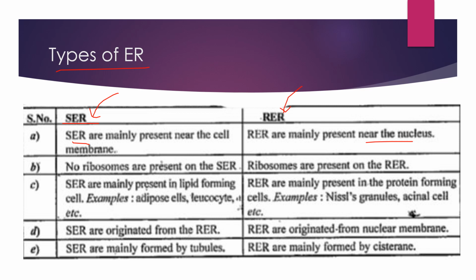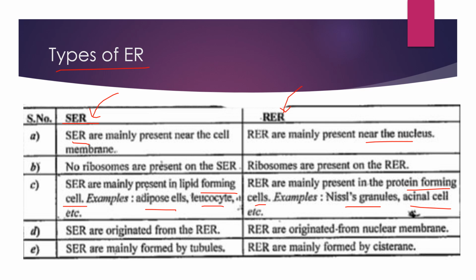Smooth endoplasmic reticulum are mainly present in lipid forming cells, or you can say smooth endoplasmic reticulum plays a role in lipid formation. That's why these are present in large number in lipid forming cells, for example adipose cells, leukocytes, etc. Whereas rough endoplasmic reticulum has the ribosomes. That's why they are mainly present in the protein forming cells, for example Nissl's granules and acinar cells. Fourth point is smooth endoplasmic reticulum are originated from the rough endoplasmic reticulum.